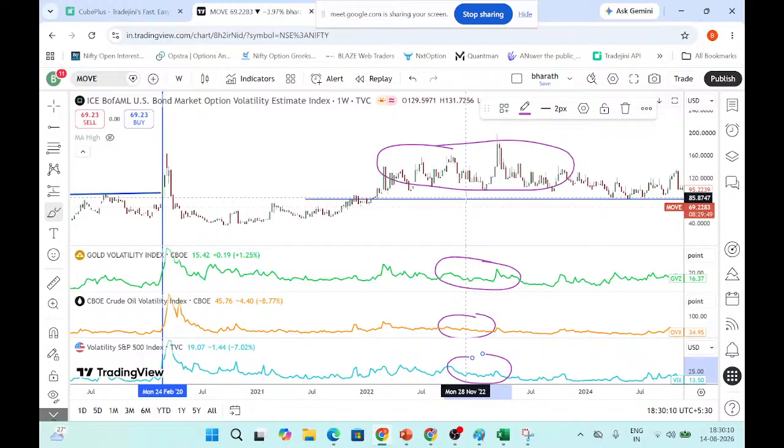Only if the bond market volatility is increasing, that means this is a concern with the financial institutions, right? There is something going on with the financial institutions. If all four are in the same direction, someone is seriously.